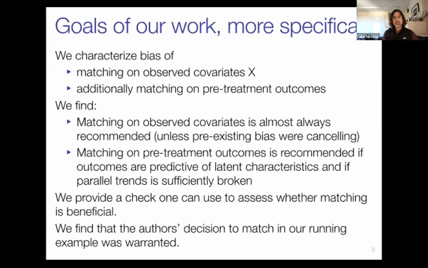But matching on pre-treatment outcomes is recommended if your outcomes are really predictive of some latent characteristics of your units, and if your parallel trends is sufficiently broken. So you basically want to match if pre-treatment outcomes are really telling you something real, and Diff-in-Diff wouldn't have worked if you didn't match, which, I mean, that last point is a little circular, but we provide a check so you can assess whether parallel trends is falling apart on you. In particular, we provide a check that you can use to assess whether matching is beneficial.